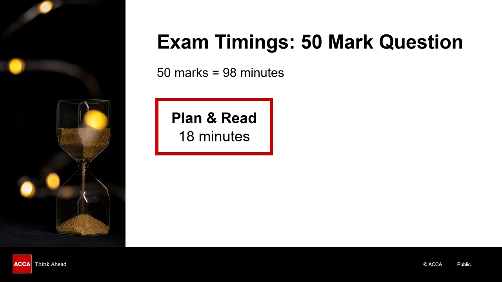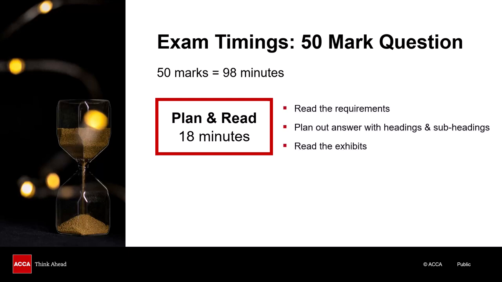So in those 18 minutes, you need to read the requirements first. So find that exhibit that has the requirements in and understand those requirements. That way you know exactly what you need to do in the task. Then you're going to plan out your answer with your headings and subheadings. Again, I'll show you how to do that, but you're going to get almost a skeleton of an answer set up before you get started with your writing. Then you can go ahead and read the exhibits and see what information they've given us.